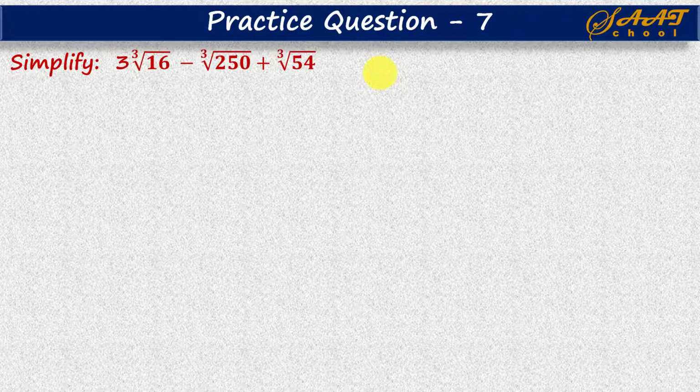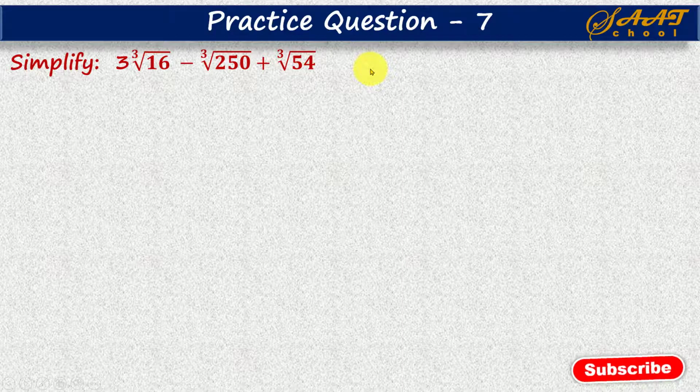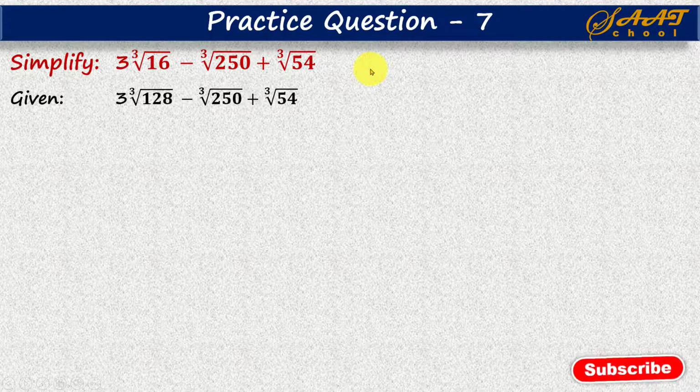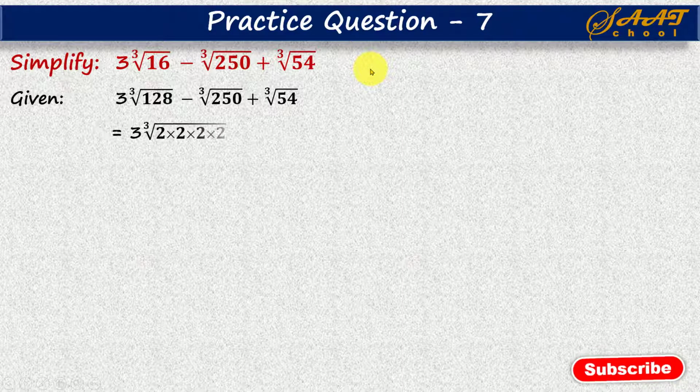Now here is practice question 7. The difference is, here is a cube root of 16 and cube root of 250 and cube root of 54. The process is exactly the same. You just have to change all these numbers into the simplest form.